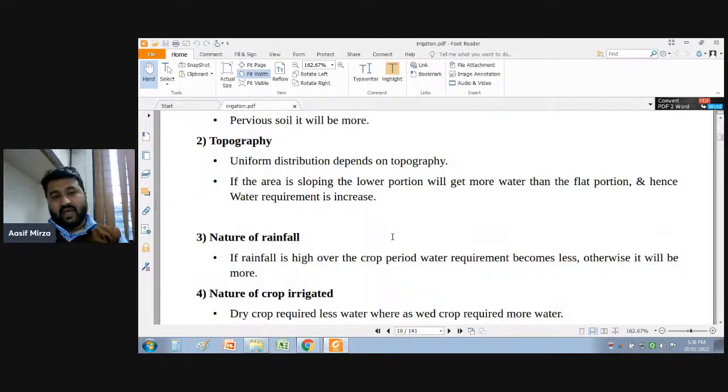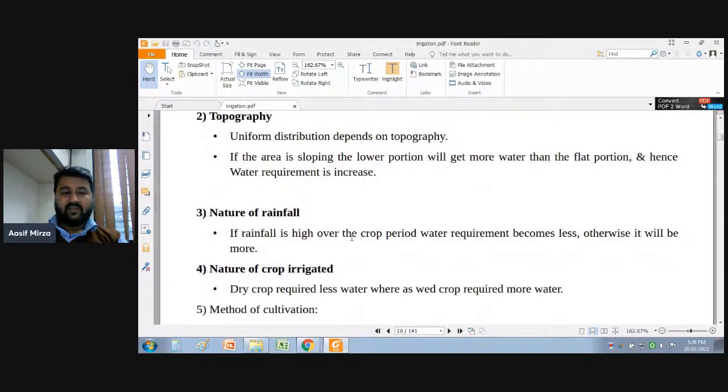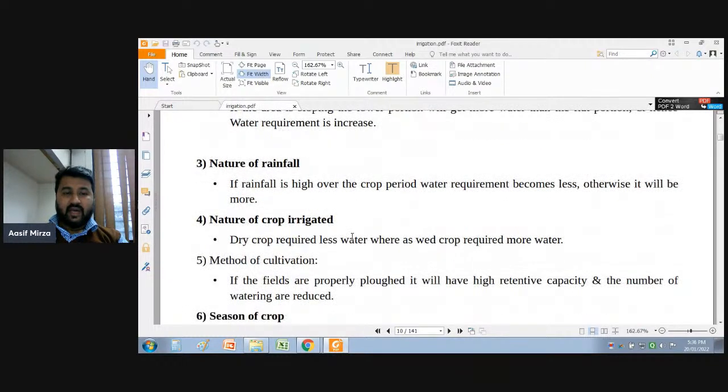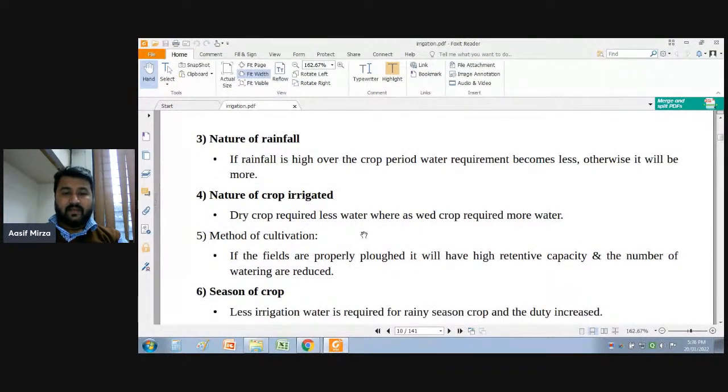Now, the nature of rainfall. If rainfall is high over the crop period, water requirements become less. Otherwise, it will be more. Now, the nature of the crop irrigated: dry crop requires less water, whereas wet crop requires more water. Now, this is a spelling typing mistake. Actually, this is wet crop requires more water.